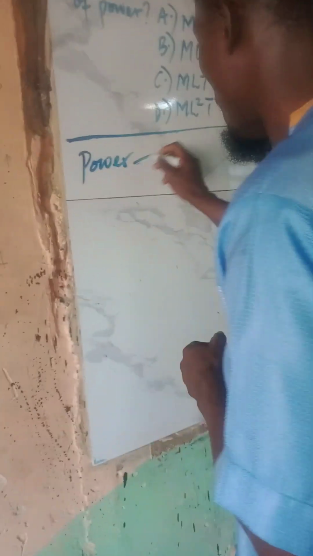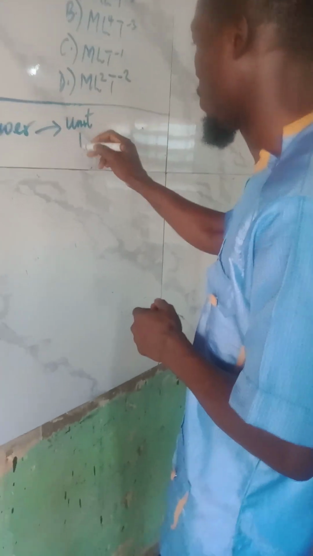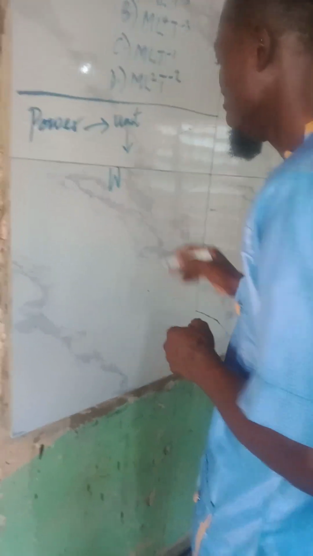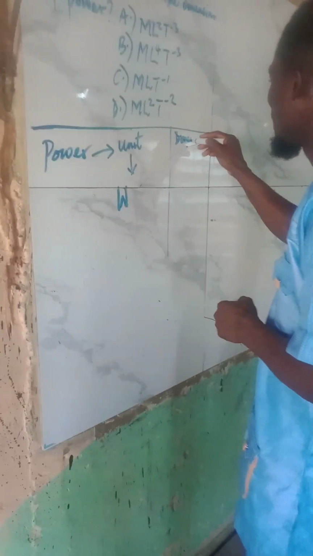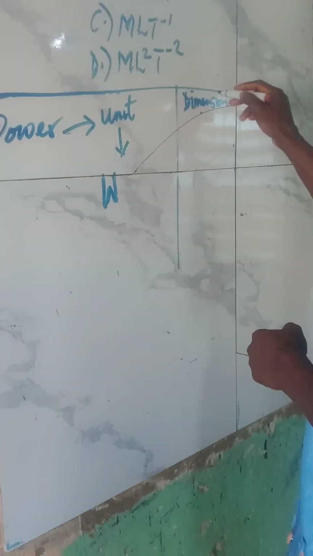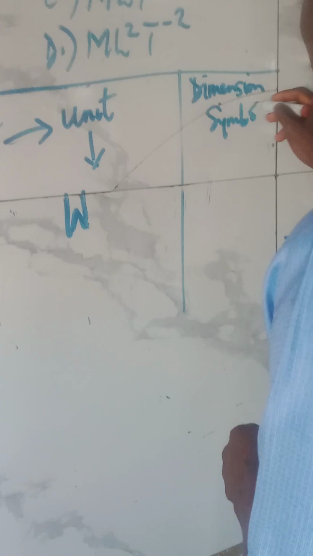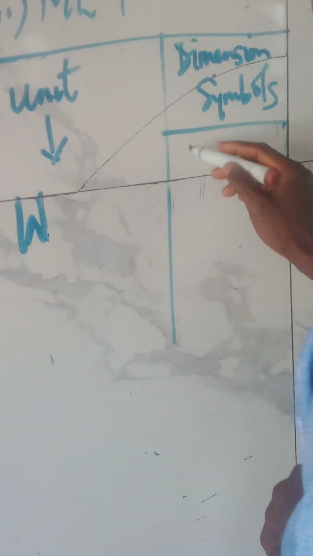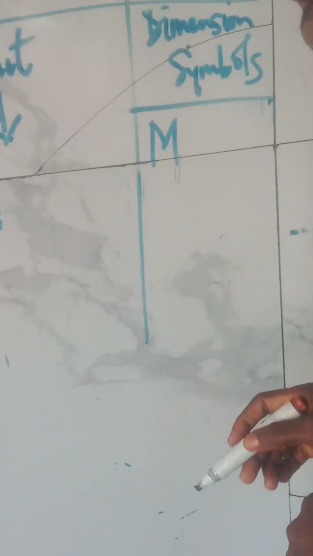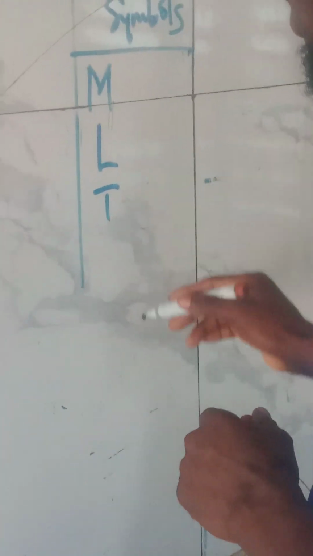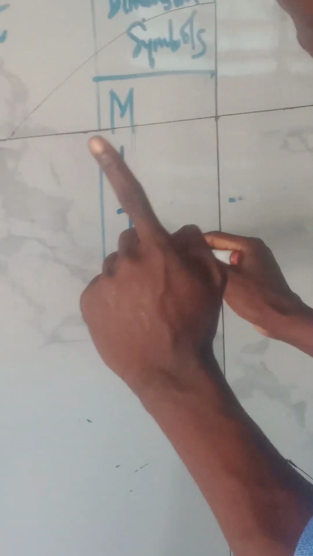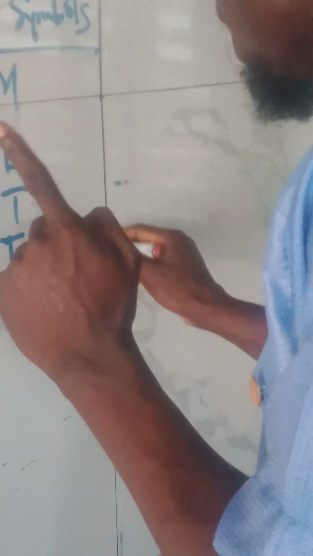What do I mean by that? Let's start this way. Power has a unit called watt. But before that, remember that there are something we call dimension symbols. There are basically four in number. For mass, we have capital M. For length, capital L. For time, capital T. And for current, capital I or capital A. Are we together? So I will learn this, then let's go back to this.